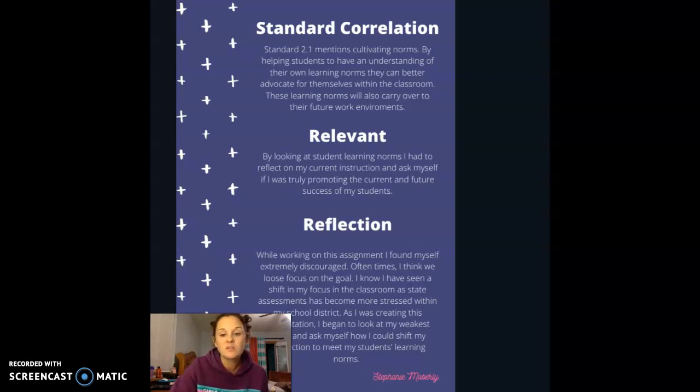Relevance. By looking at student learning norms, I had to reflect on my current instruction and ask myself if I was truly promoting the current and future success of my students. A question I kept coming back to with this one was, is my instruction based on my students, or is my instruction pretty much planned out prior to having my students in my classroom?